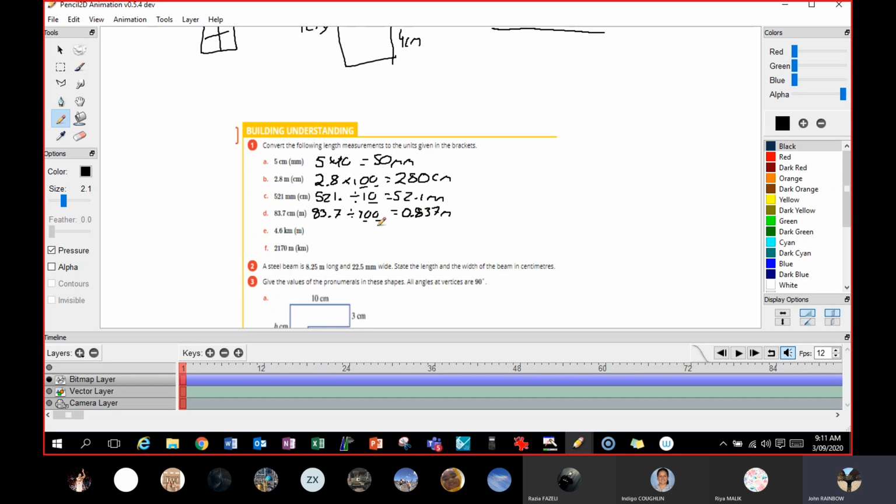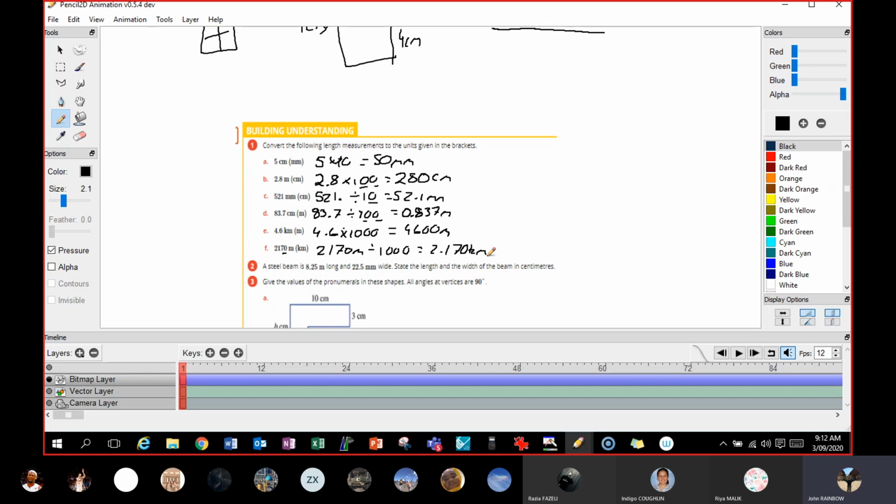So always use your common sense when you're converting. Think, does that seem right? So if you had 4.6 kilometers, we've actually got to times that by 1,000 to go to meters. So move your decimal place 3 spots. That's going to be 4,600 meters. 2,170 meters to kilometers. You're going to divide that by 1,000. That is going to be 2.17 kilometers. Technically, you should put in the 0 there because it is measured to that length accuracy.